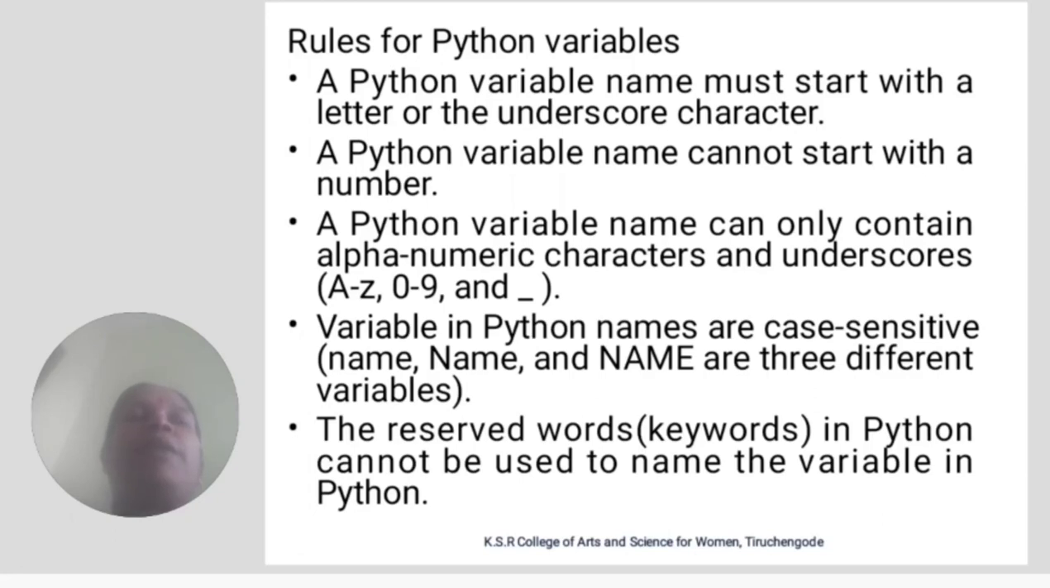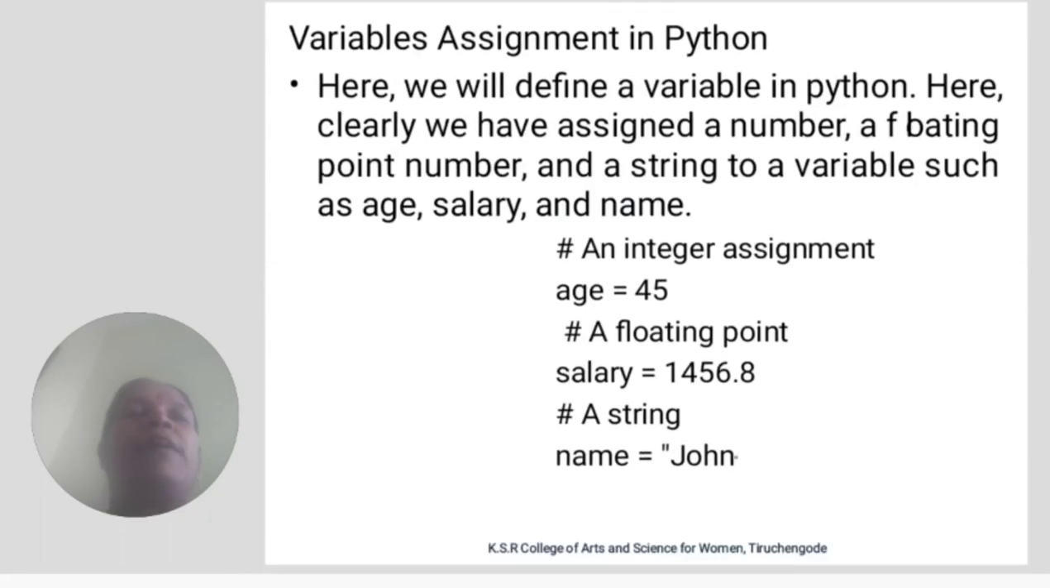Rules of Python variable. A Python variable name must start with a letter or the underscore character. A Python variable name cannot start with a number. A Python variable name can only contain alphanumeric characters and underscore, A to Z, 0 to 9 and underscore. Variable names in Python are case sensitive. The reserved words in Python cannot be used as a variable name in Python.